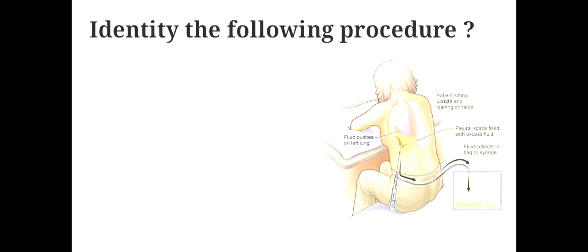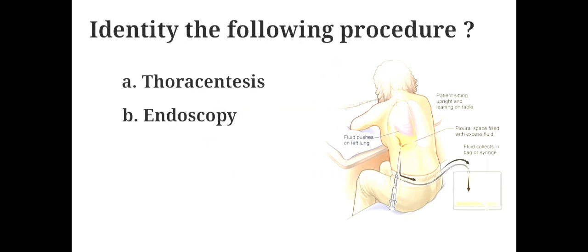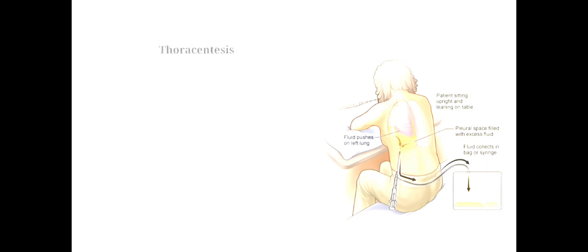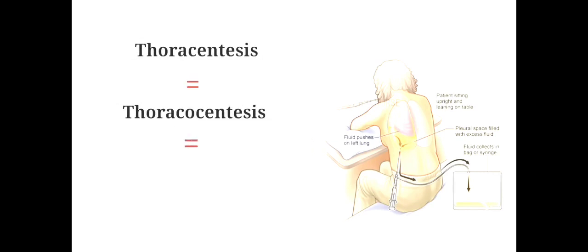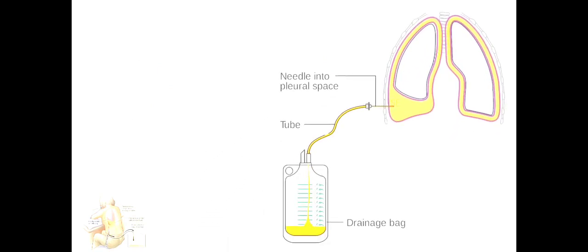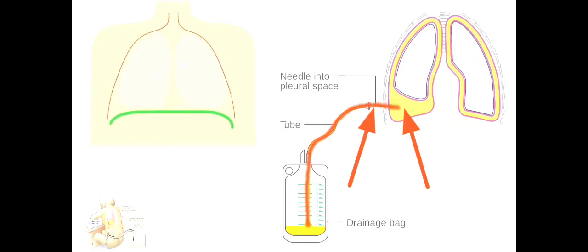Identify the following procedure: A. Thoracentesis, B. Endoscopy, C. Colonoscopy, D. Spinal fluid analysis. And the answer is A. Thoracentesis. Thoracentesis is also known as thoracocentesis or pleural tap. Pleural space is present between the lungs and chest wall. If there is excess fluid in the pleural space, it can compress the lungs and cause difficulty breathing. In thoracocentesis, a needle or cannula is carefully introduced into the pleural space to drain the excess accumulated fluid and thereby making it easier for you to breathe again.